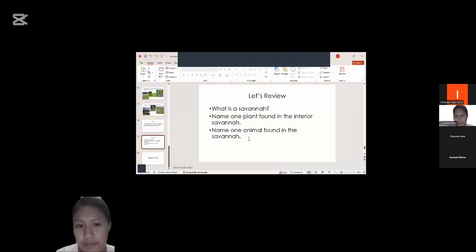Yes, miss. All right, so we have one last question for you: name one animal found in the interior savanna. One animal found in the interior savanna is the giant anteater. Excellent. The giant anteater, the very famous giant anteater, right? Most of the times it is found in the southern part of the interior savanna, the South Rupununi. Excellent.